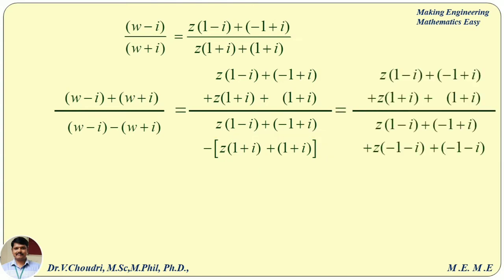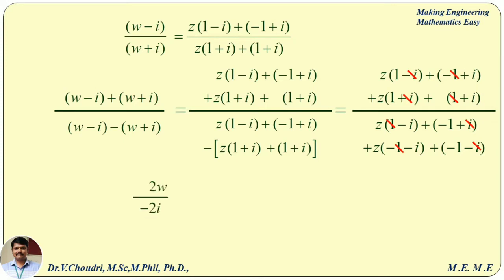And we are going to simplify the terms. Minus i plus i will be cancelled and minus 1 plus 1 will be cancelled. See the denominator, 1 and minus 1 will be cancelled, plus i and minus i will be cancelled. On the left hand side, minus i plus i will be cancelled and w minus w will be cancelled.